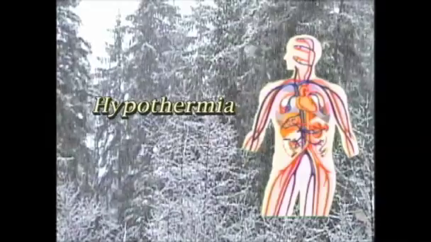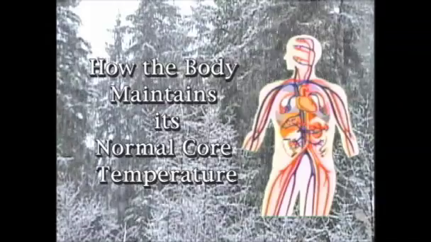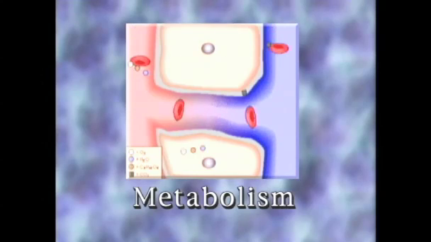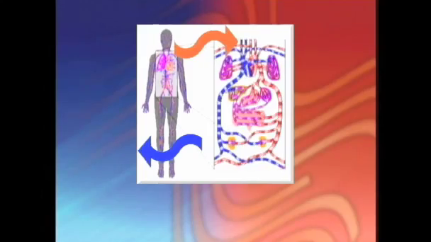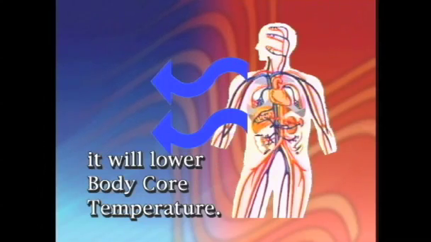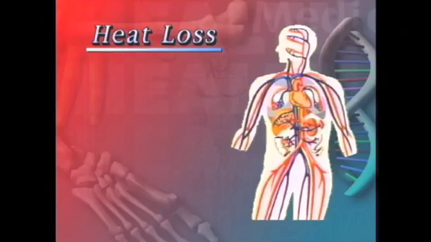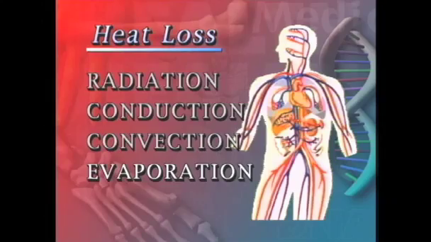To understand how hypothermia manifests itself, we must first understand how the body maintains its normal core temperature. Through the process of metabolism, the body core maintains an average temperature of 98.6 degrees Fahrenheit. As long as heat loss does not exceed heat buildup, the body will function normally. However, if heat is lost from the body too quickly, it will lower body core temperature. As the body core temperature drops, so does mental and physical efficiency. Heat is lost from the body through 4 different mechanisms: radiation, conduction, convection, evaporation.